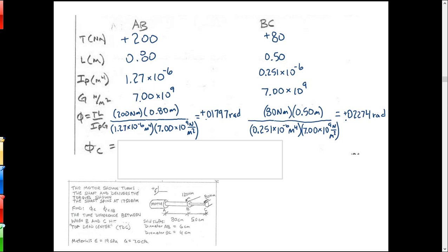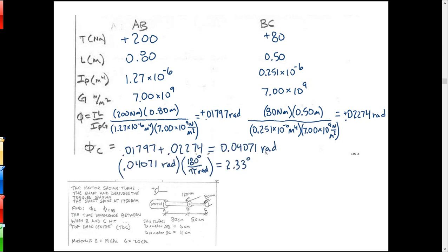So I've got how B twists with respect to A, that's the 0.01797. And then I got how C twists with respect to B, that's 0.02274. So if I want to find the net twist of C back with respect to the reference of A, I just add those two effects together. And that comes out to be 0.04071 radians, which is 2.33 degrees. Okay? So from A to C, that shaft's going to twist a bit, 2.33 degrees, on account of the loading we're putting on it.